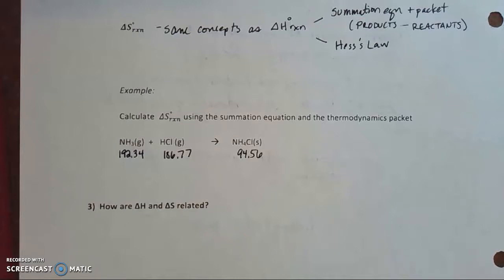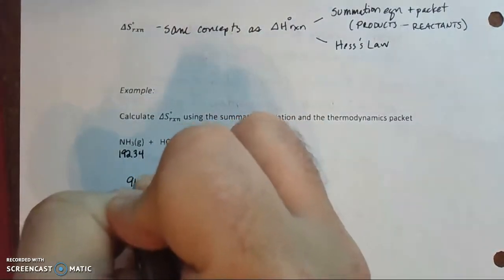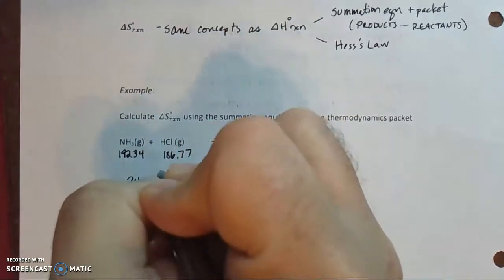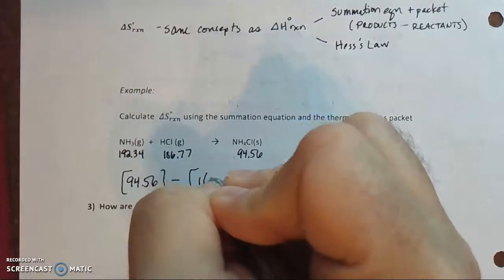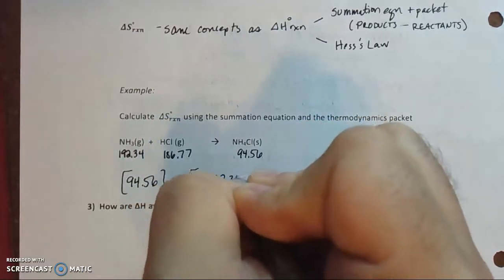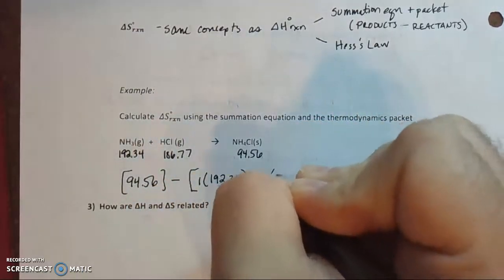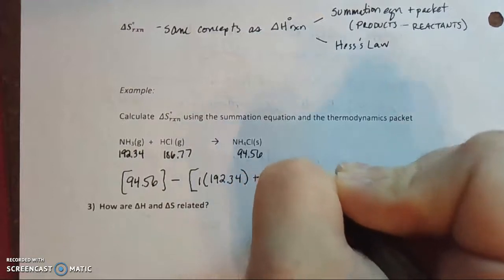So now we use our summation equation, products minus reactants, and we have to multiply by how many moles we have using the coefficients. No coefficients in this reaction, so they're just 1. So we have 94.56 minus 1 times our NH3 value plus 1 times our HCl value.